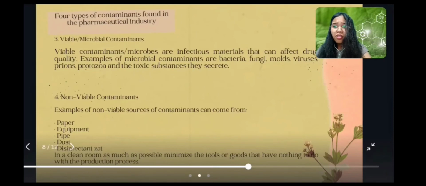4. Non-viable contaminant. Examples of non-viable sources of contamination can come from paper, equipment, pipes, dust, and disinfectant. In a clean room, as much as possible, minimize the tools or goods that have nothing to do with the production process.